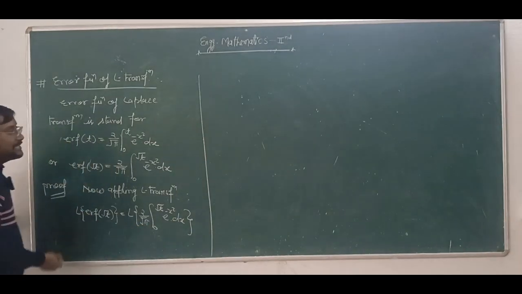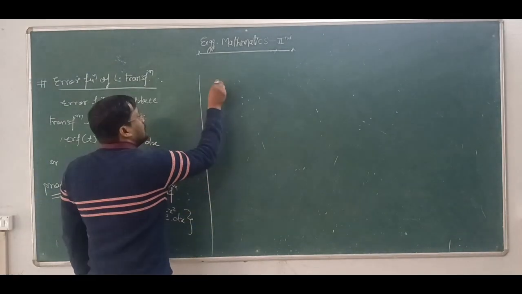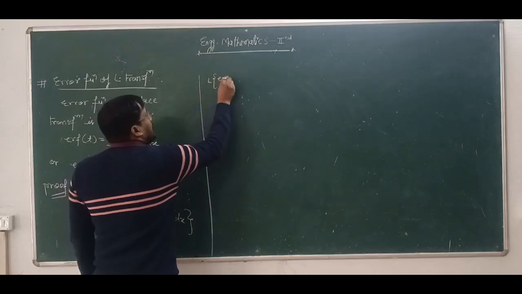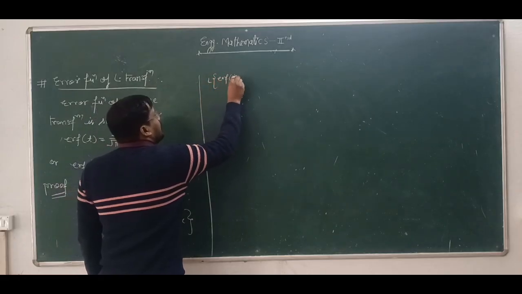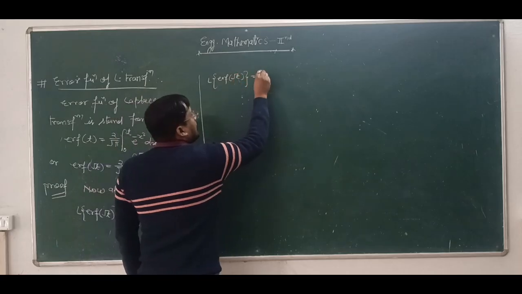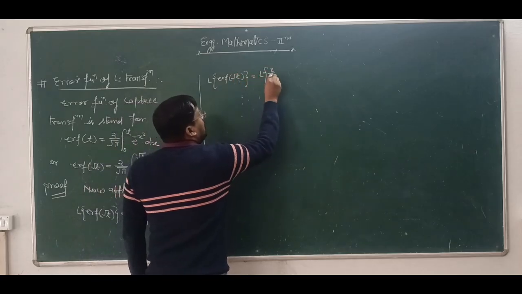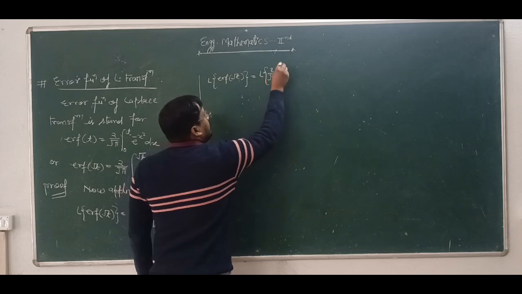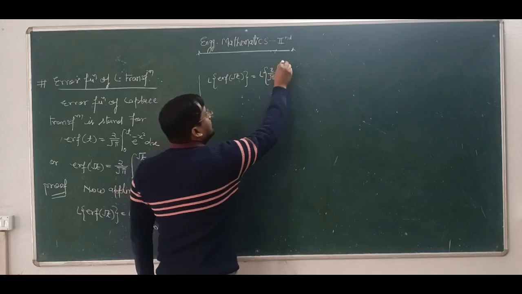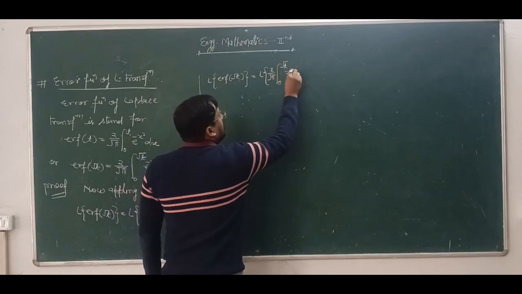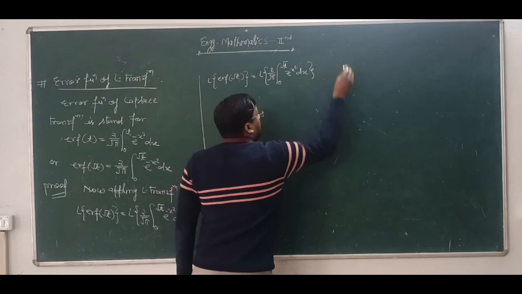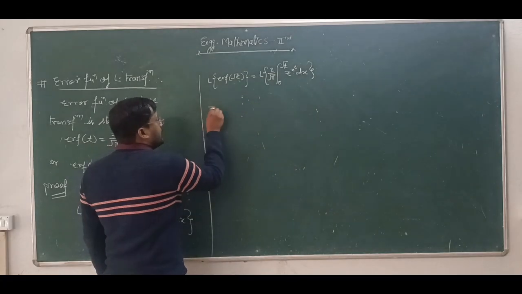Now you can solve this Laplace. You can note down L of error function of root t is equal to L of 2 upon root pi, integration 0 to root t, e to the power minus x square dx. Now you can solve this integration.